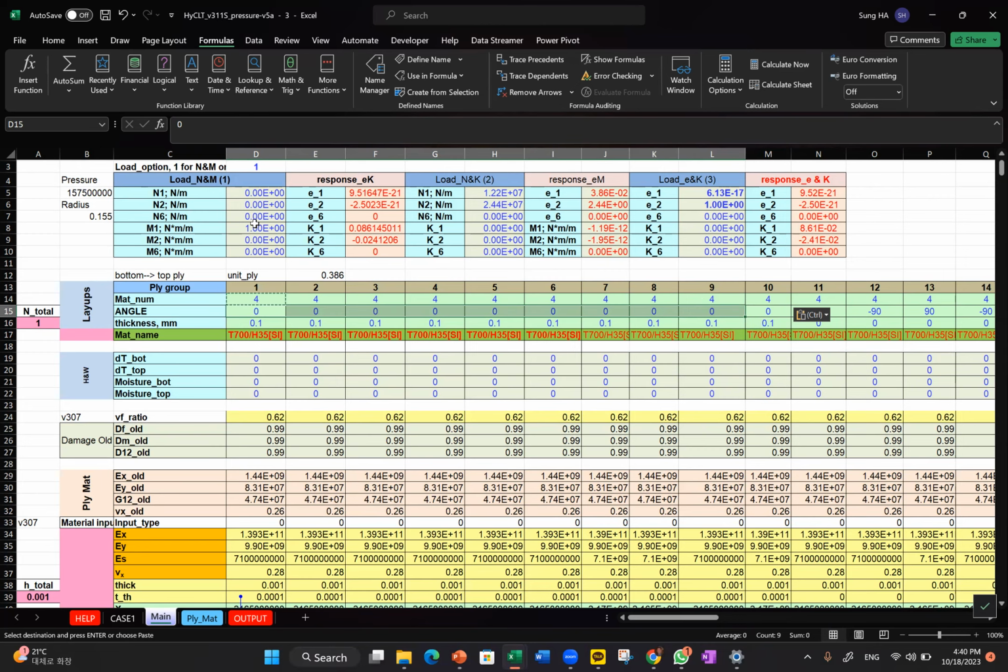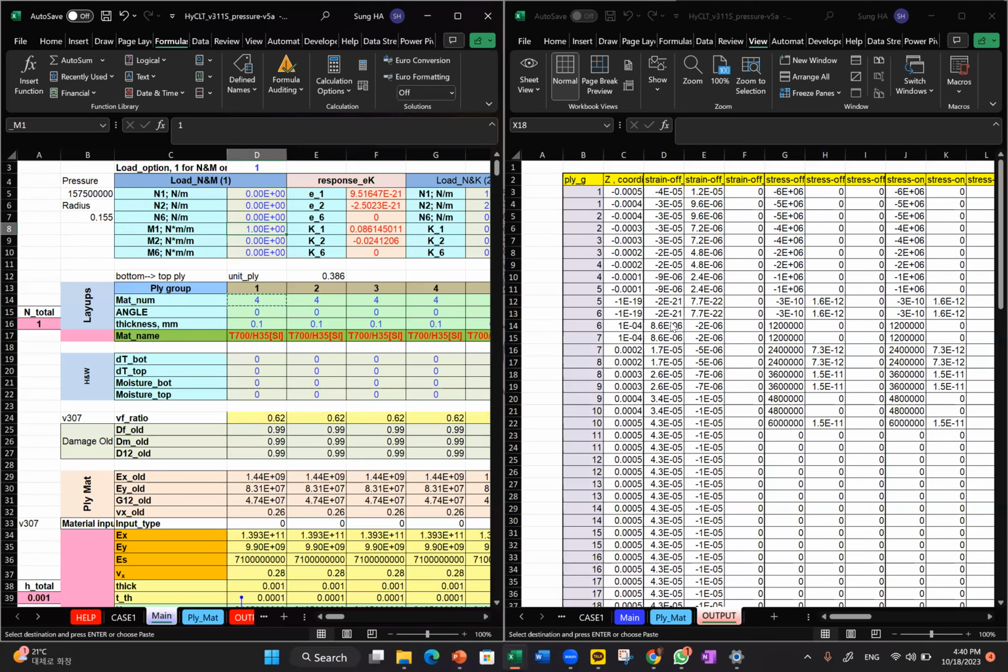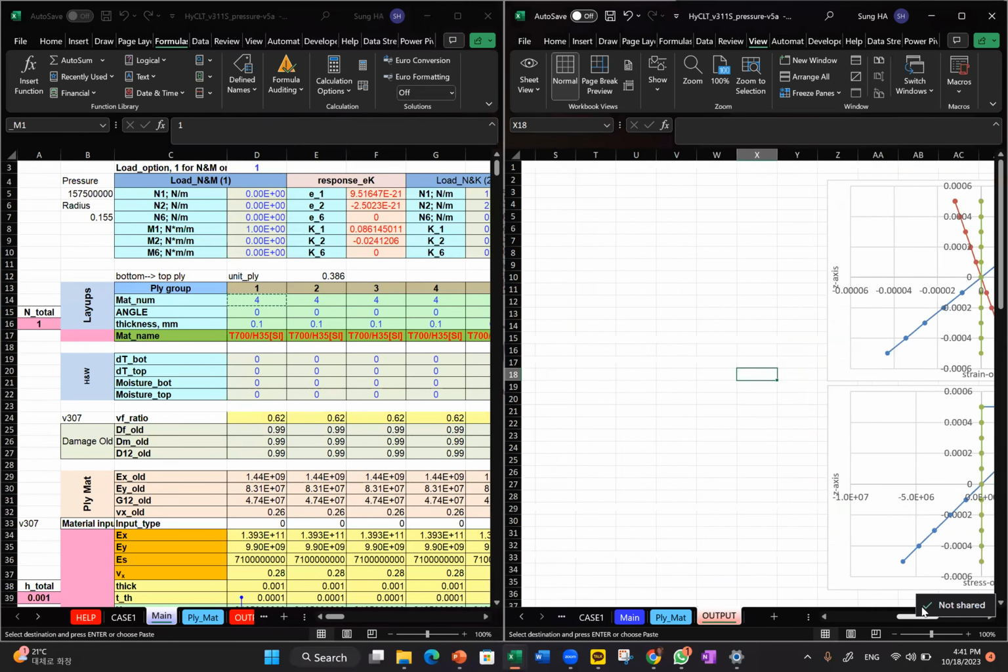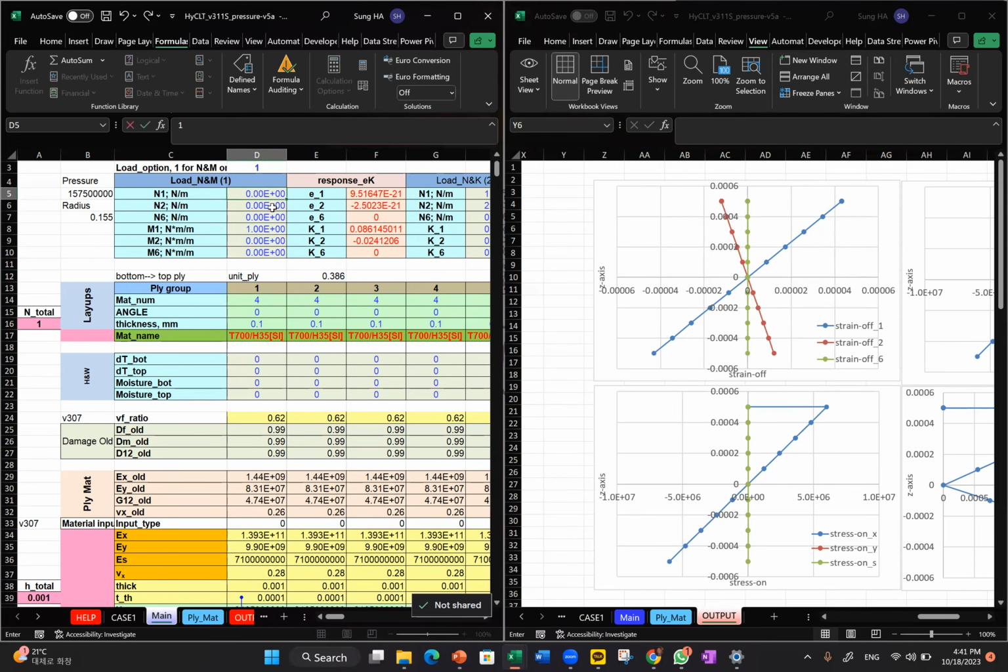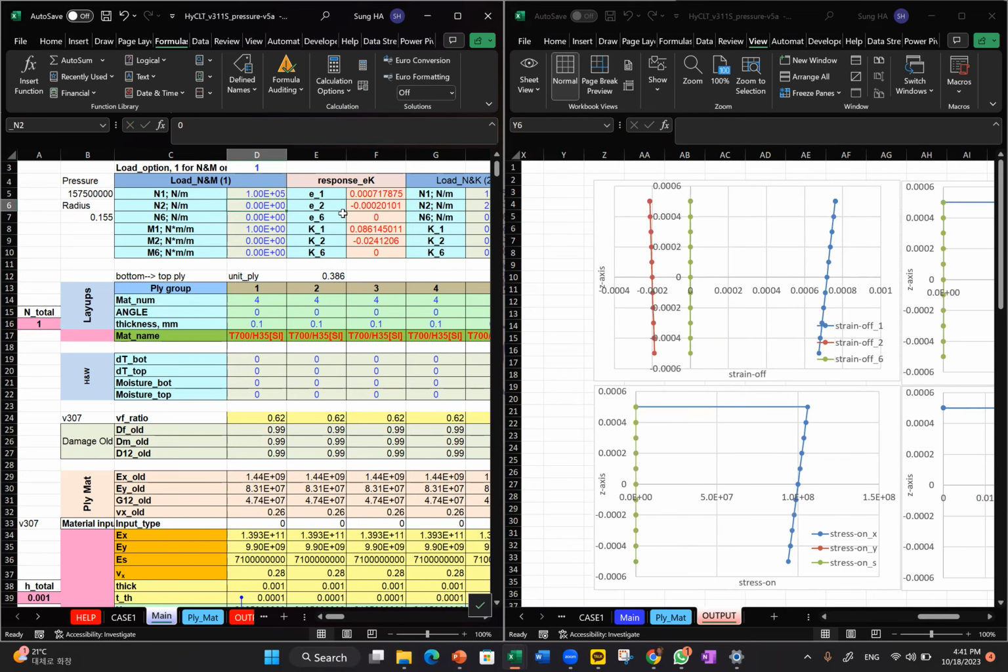Again, we apply the moment, and we can easily see that we have a strain distribution like this, kind of similar to the isotropic case, but the material property in this direction and that direction is quite different. Now, when we apply the in-plane load, it is too small to show up here, still too small. Okay, and as you can see, it's too large.